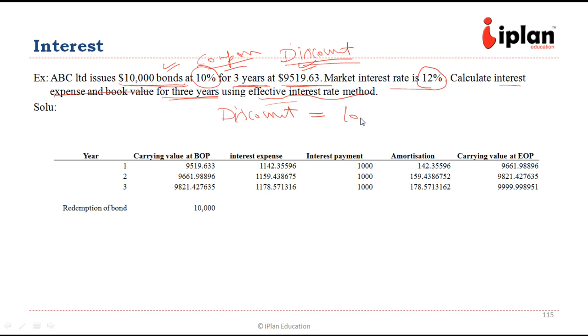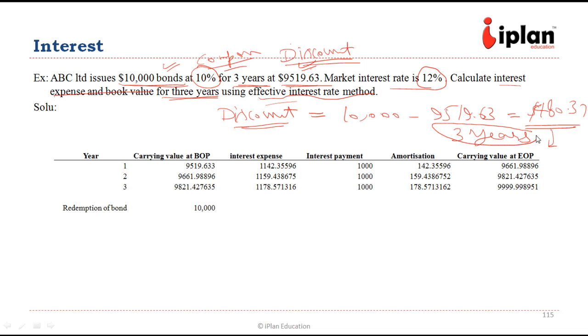Discount is 10,000 minus 9,519.63. So that will come out to be $480.37. Now this discount has to be amortized over the period of 3 years. And since we are using the effective interest rate method, we are going to use the carrying value or book value of the bond and the market rate at issuance. So the market rate at the time of issuance is 12%, which is to be used.